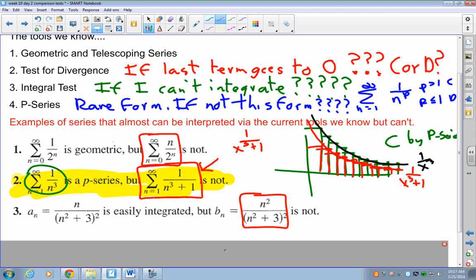Yep, so we just said this one converges. The green guy converges. Okay, do you see what he's saying? If green converges and I put something that's guaranteed smaller everywhere, shouldn't that thing also converge?